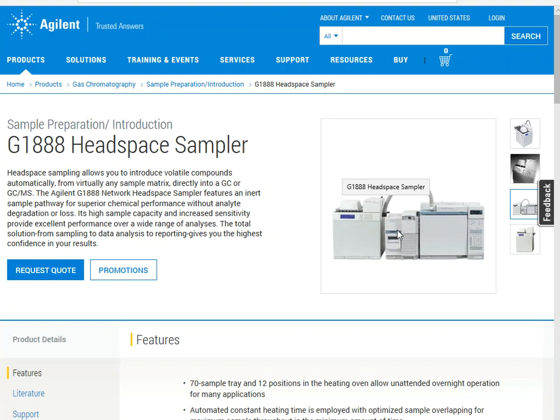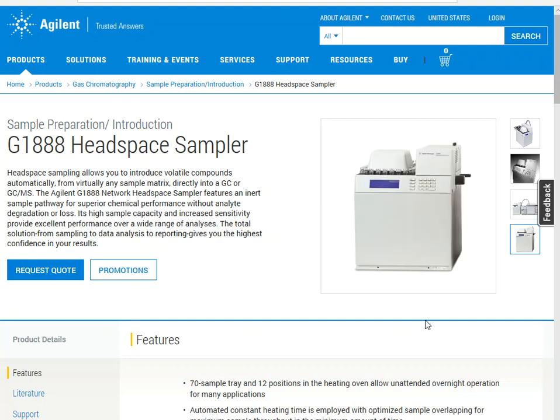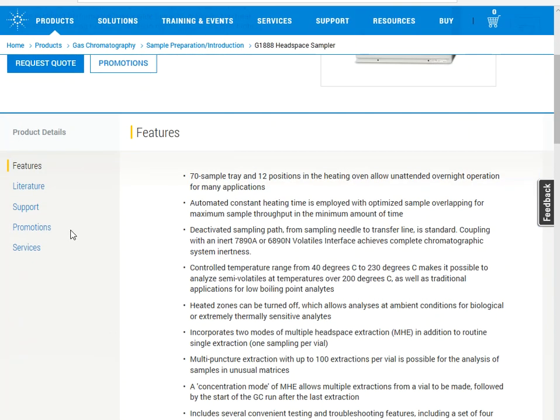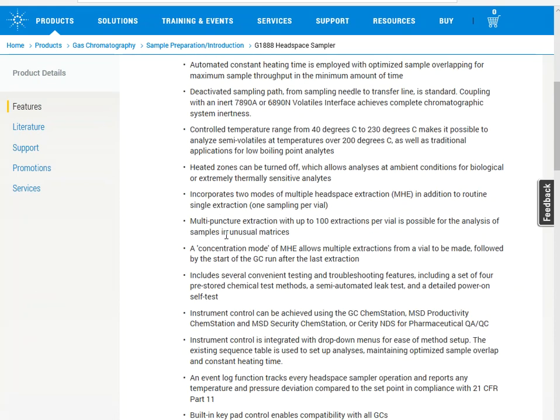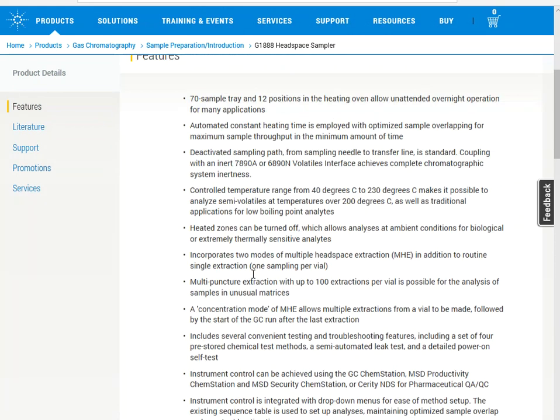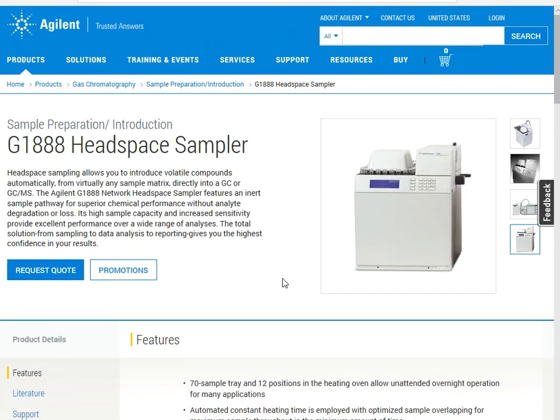If you've got a detector here, it could be a mass spectrometer. It could be a different type of detector. And if so, then that is the attachment that we're seeing right there. Okay. So there's just another view, more of a front view of the Headspace unit itself. Down here at the bottom, you're going to see features, literature, support, promotions, and services, just like you've seen on every other piece of instrumentation page that's out there. So go through, click on some of these if you want to learn more about it. And then, of course, the features here is them trying to sell it to you. So why should you buy their Headspace over someone else's?